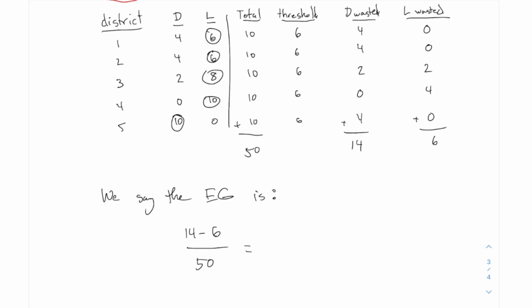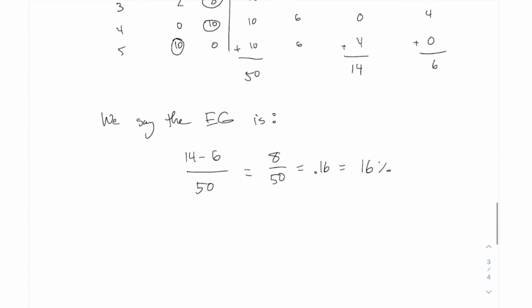And that difference is 8, right? That means the Democrats, or the D's, wasted 8 more votes than the L's did. That's the point of this whole thing. The D's wasted 8 more votes than the L's. And as a fraction, you can divide this as 0.16, which if you want a percentage, you can say 16%. And we say this is in favor of the L's.